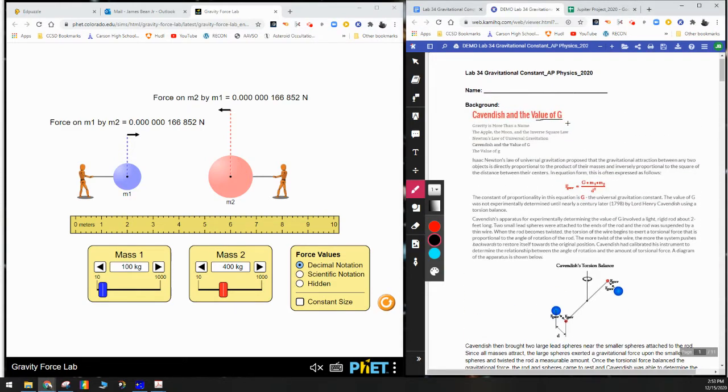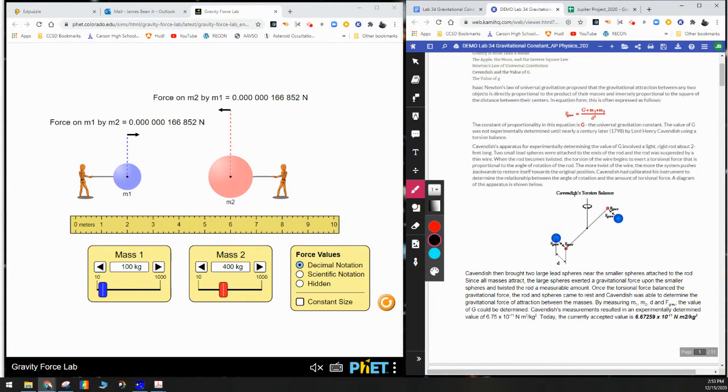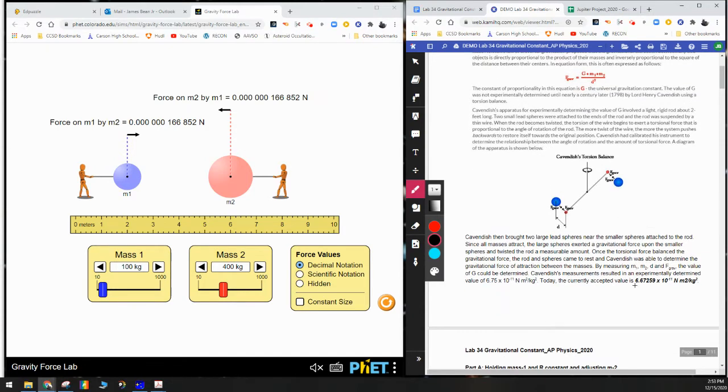How did they get the value of G? Well, he did a Cavendish. This is the Cavendish experiment here, which explains how they did it, and this is how they calculate the value of big G. This is called the gravitational constant, and it equals big G.